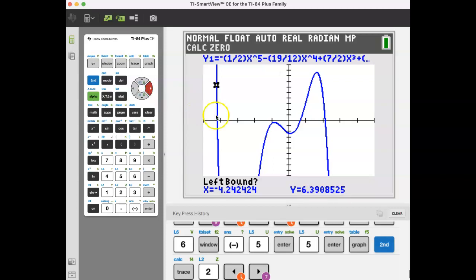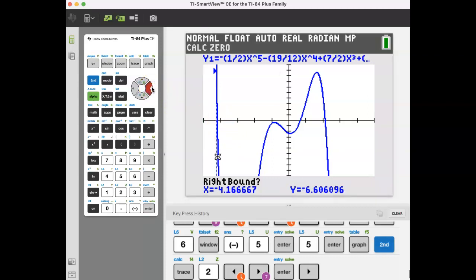I need to be to the left of this x-intercept, so I'm above. That's to the left. I'm going to hit Enter. It now is bringing up an arrow and a dashed line. Some calculators will give you a dashed line. Some will give you an arrow. Some will give you both. Okay, it just shows where you marked.